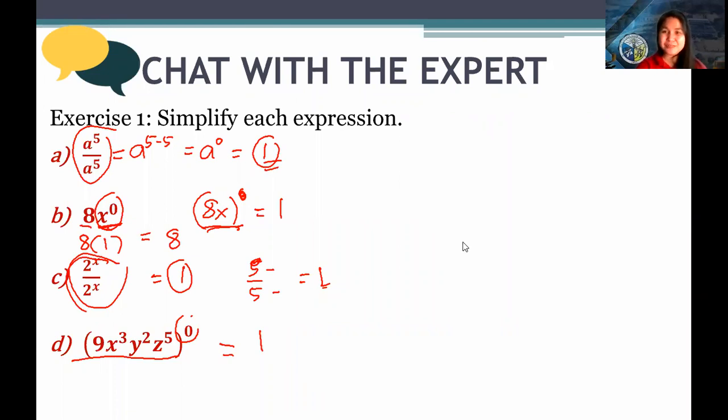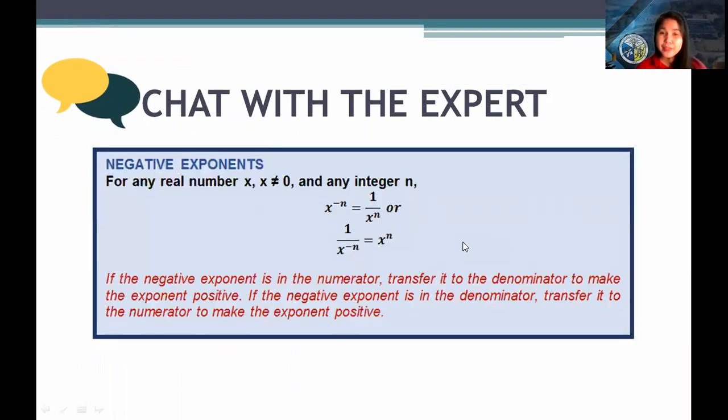Now let's continue. What if there are negative exponents? Here's my technique. If the negative exponent is in the denominator, transfer it up and it becomes positive. If it's on top, you transfer it down and it becomes negative. Now, common error. Common error is sometimes you treat the number and the variable the same. Example. Well, let's first have a drill, okay?